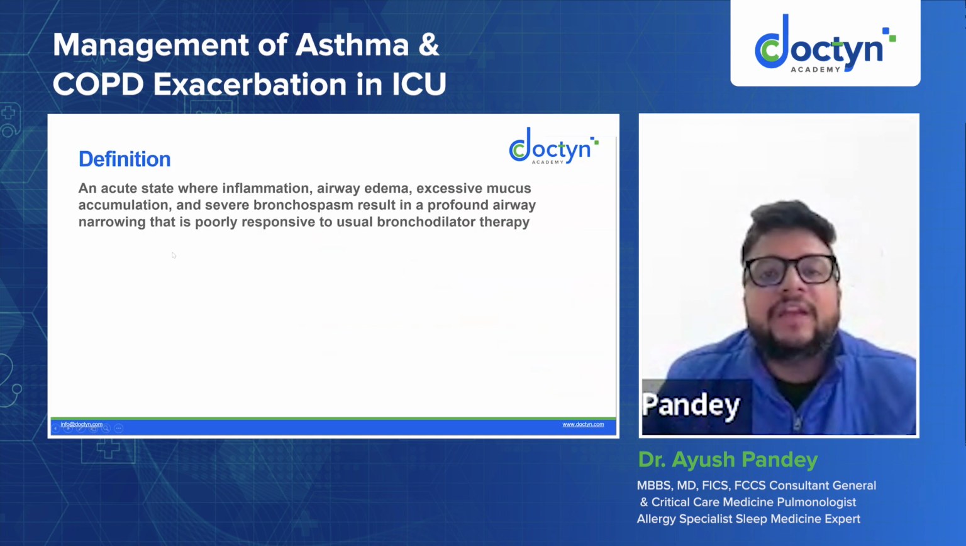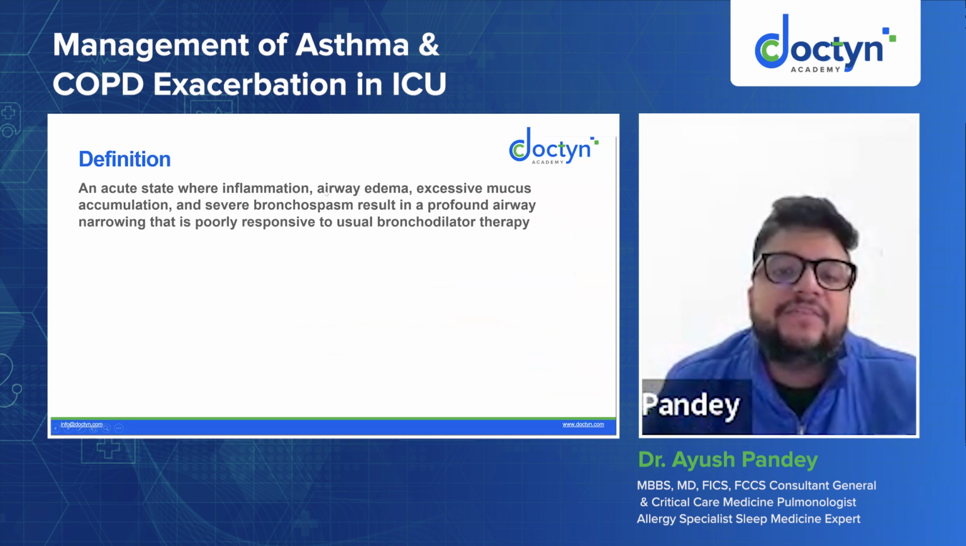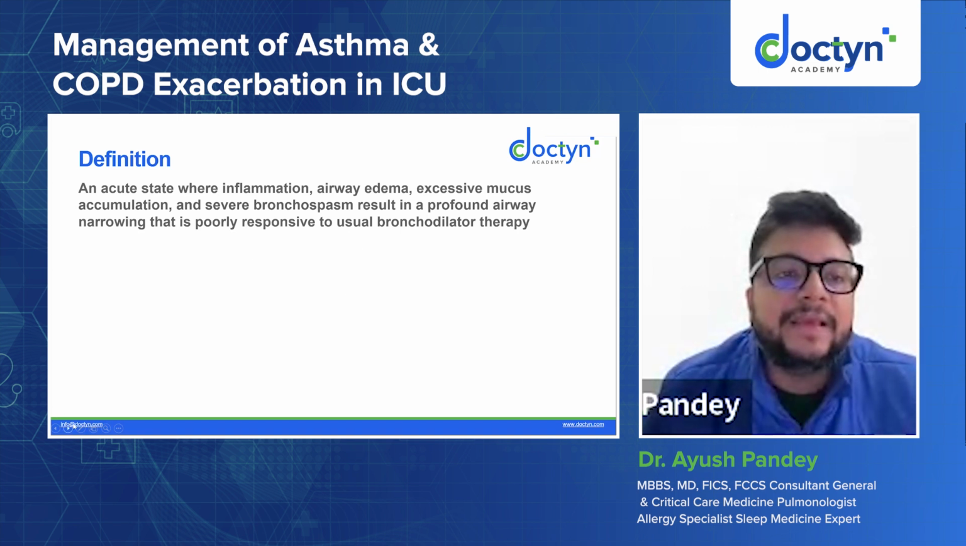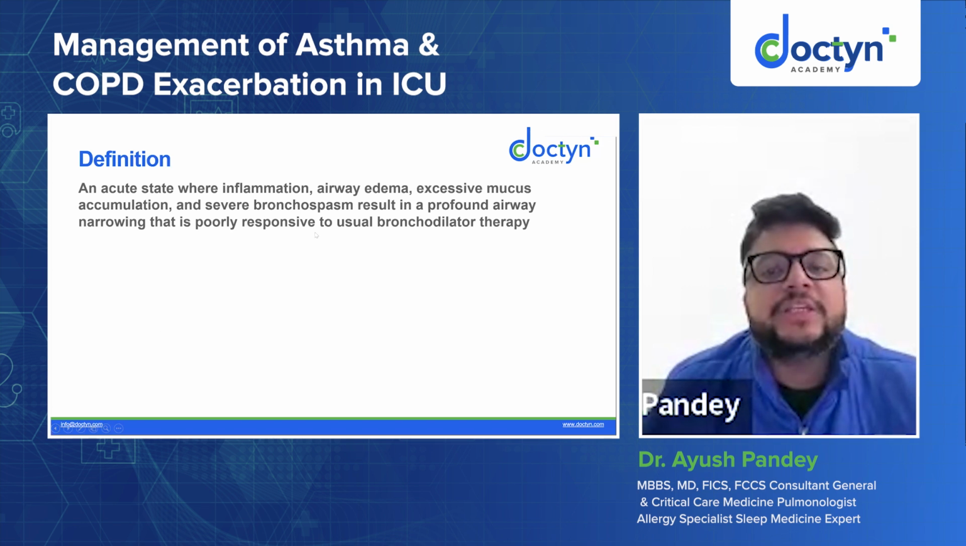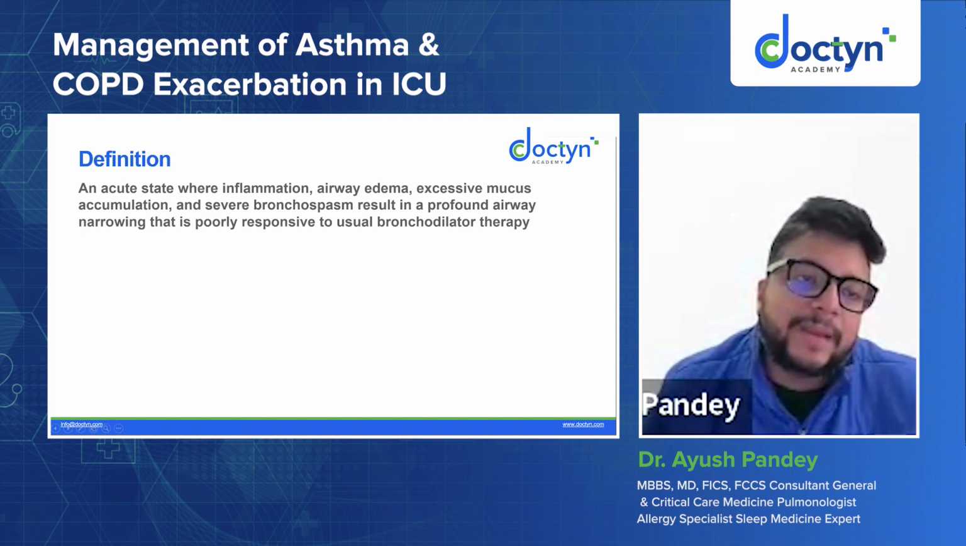So an acute state where inflammation, airway edema, excessive mucus accumulation, and severe bronchospasm result in narrowing and poor response to usual bronchodilator therapy is COPD. So there is a lot of mucus production, there is airway edema and poor response to the bronchodilator therapy. Why this airway edema? Why is mucus accumulation there? The alveolar walls are destroyed. There is an air trapping mechanism.